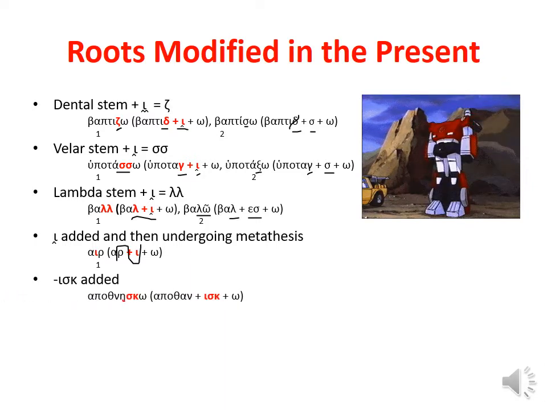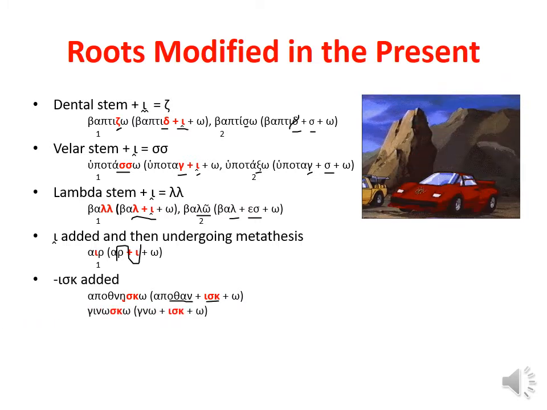Other verbs will add isk to the root in the present only. So apathon plus isk plus o is apathnesco. Gno plus isk plus o is gnosko. And again, those changes occur to the root only in the present tense stem, not in the other tenses.